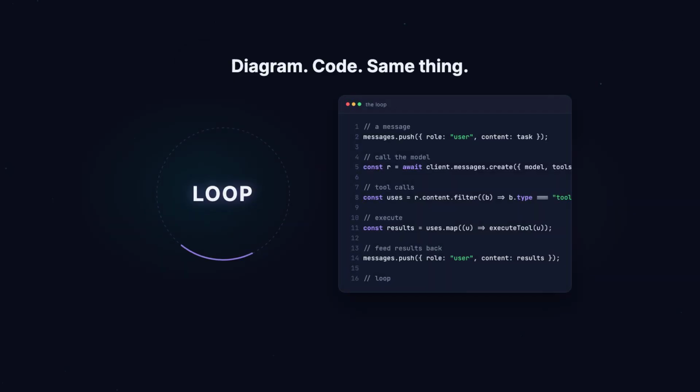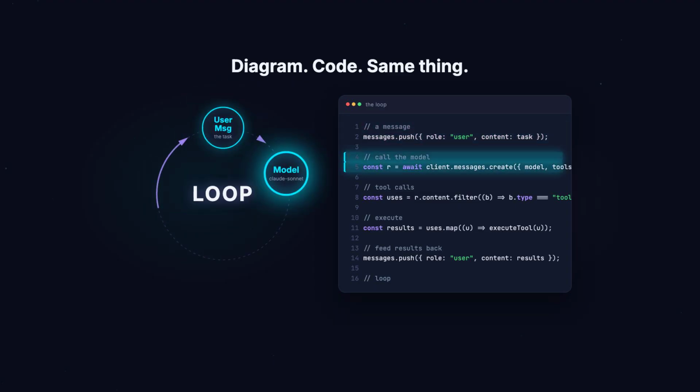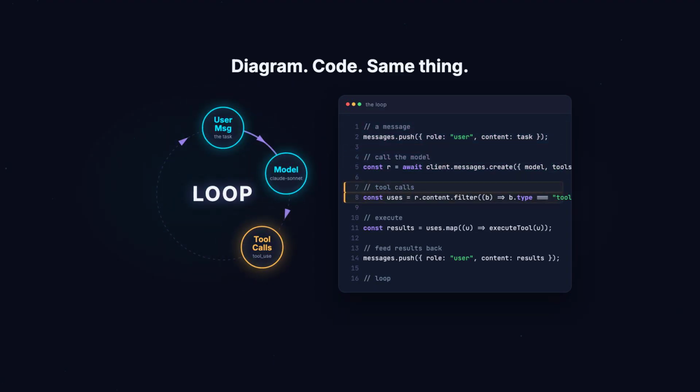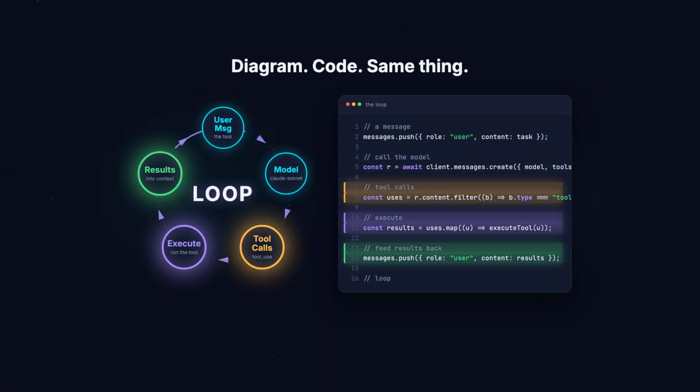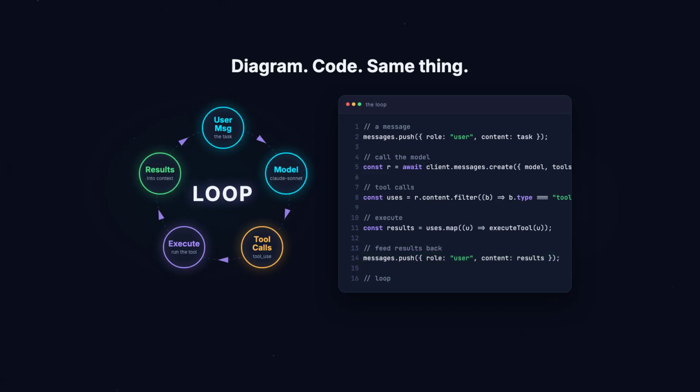5 steps, both sides. A message goes to the model. The model responds with tool calls. You execute each one. You feed the results into context. You loop. Every time you use Claude Code, Cursor, Codex, this is what is running underneath. Go read one. Better yet, go write one. You now know everything you need.